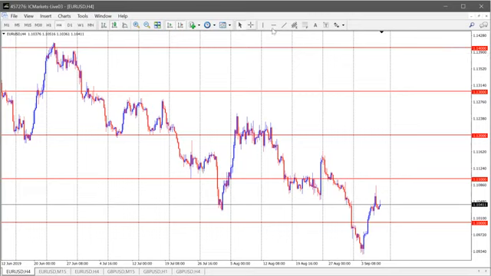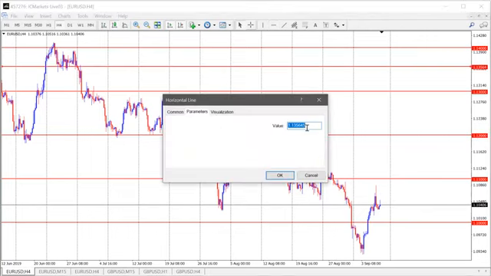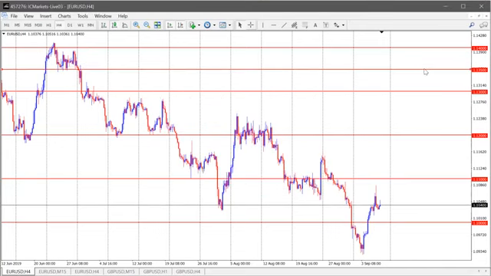Now to add one between mains at this point, it's going to be 1.135. The distance from a main to a sub-psychological level is 50 pips. That's the idea. 1.13500. Now you can see just by merely adding that, your chart looks very fine, very organized and neat, right?